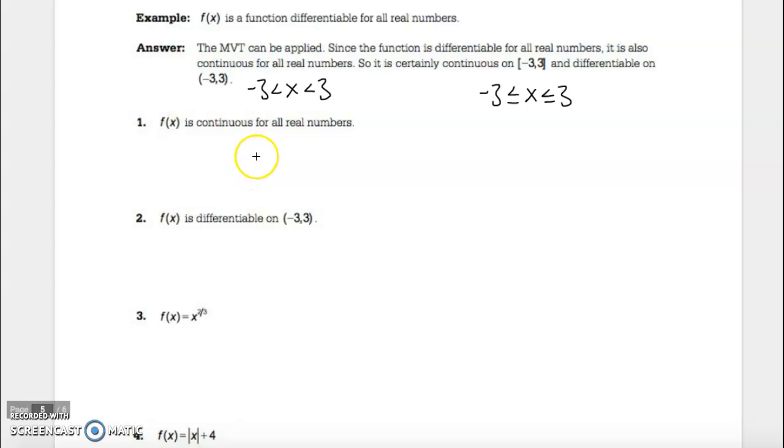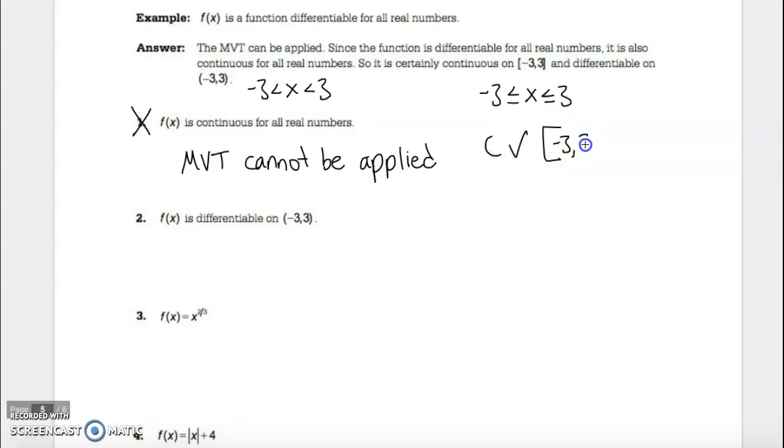All right, so let's see if this is enough to use the mean value theorem. F of x is continuous for all real numbers. Nope. The MVT cannot be applied, and that's because we don't know anything about its differentiability. So we know for sure it's continuous from -3 to 3 because it's continuous for all real numbers, but I have no information whatsoever about whether or not I can take the derivative from -3 to 3. So there's just not enough information to be able to use the MVT.